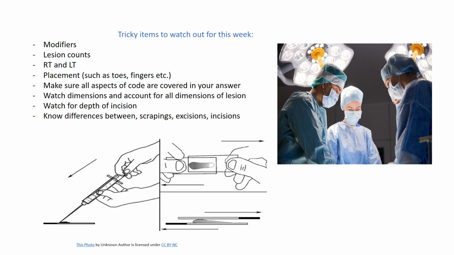Make sure that you are paying attention to how many lesions there are, where they're located, and what the size of them is, because we need to account for those sizes. That's going to be very important for us. Make sure that if it's on the right or the left side, that you are capturing that. So if your code doesn't specifically say it, make sure that you've assigned the modifier.